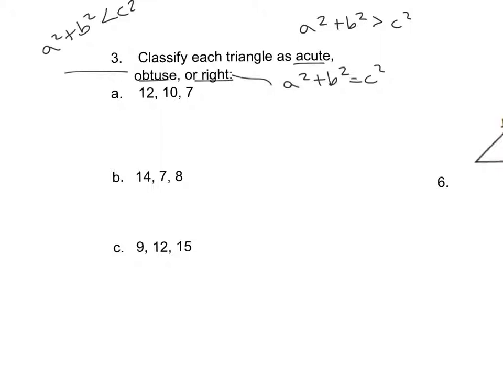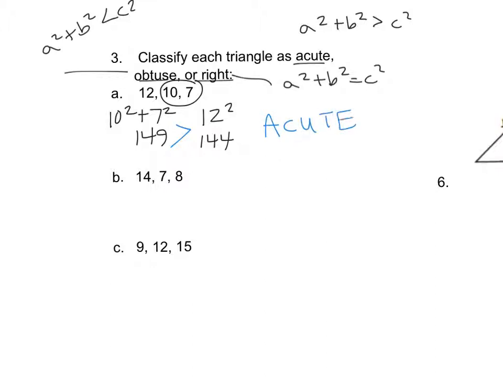So what you do is you take the two shorter sides and do 10 squared plus 7 squared and see how it relates to 12 squared. So this is going to be 149 and 144. So a squared plus b squared is greater, so this is going to be an acute triangle.